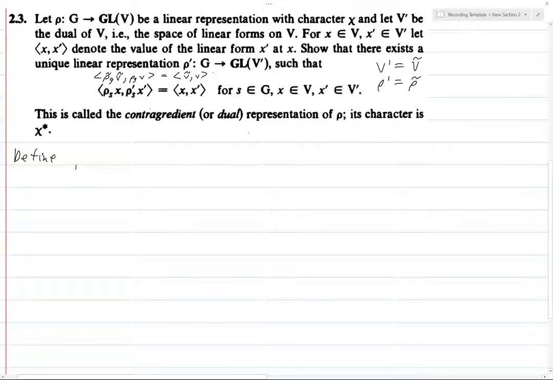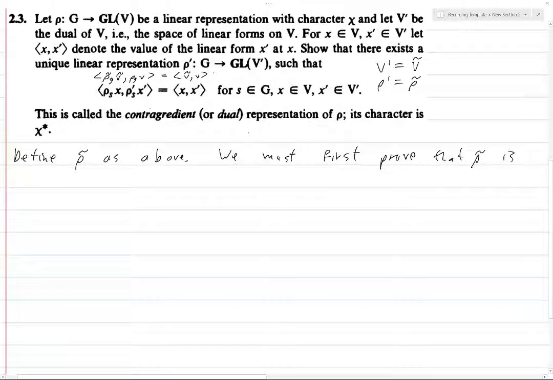So let's start. Define rho tilde as above. I should write that better. You must first prove that rho tilde is a linear representation of G on V tilde. So first we have to prove it's a well-defined map. To prove that rho tilde is well defined, we want rho tilde of g to be well defined for all g in G.